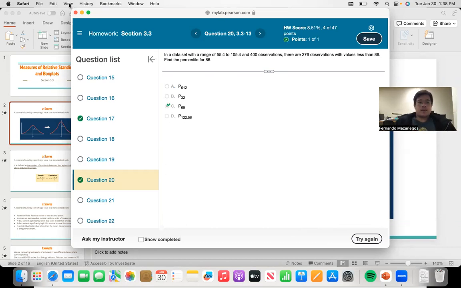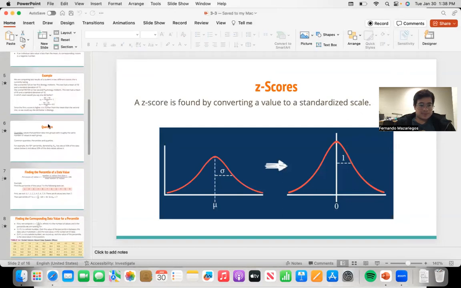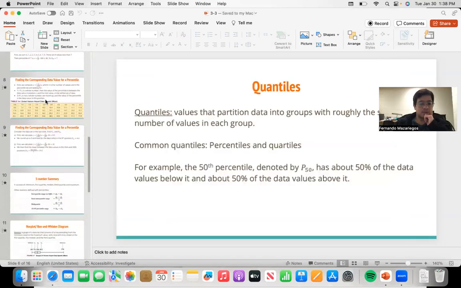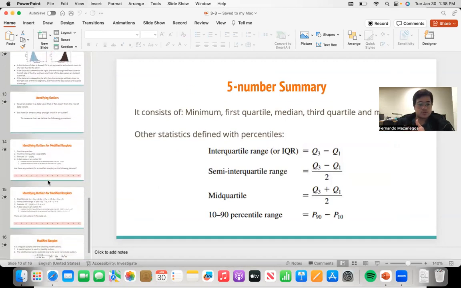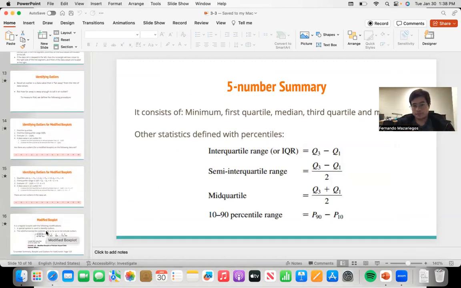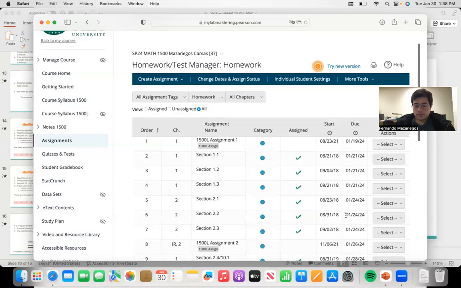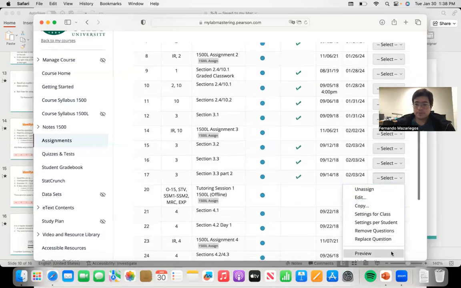Good. So this is the first part of section 3.3. This is all the first 5 slides, and then, well, no, it's also quantiles. We did that as well. And then I think from slide 10 to 16, that is part 2. So let's do one example from that one. 3.3 part 2 preview.